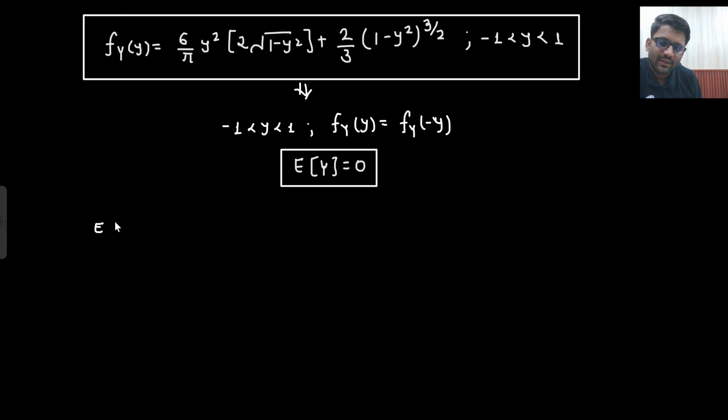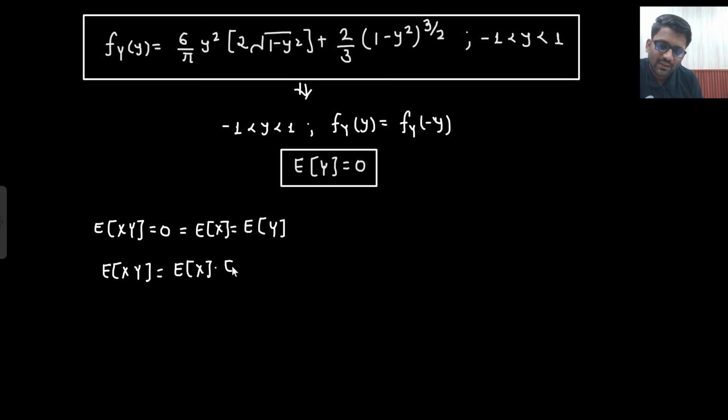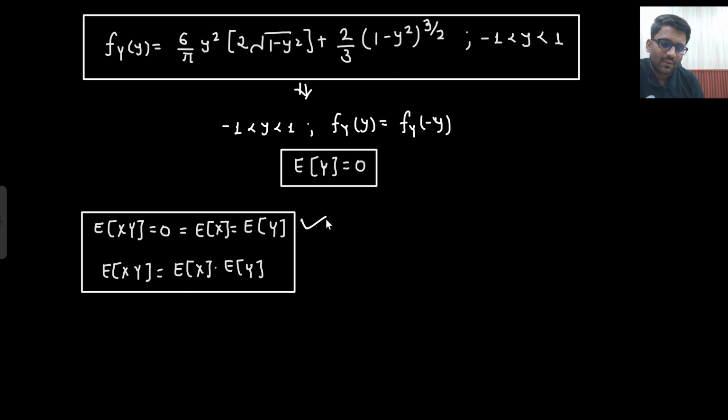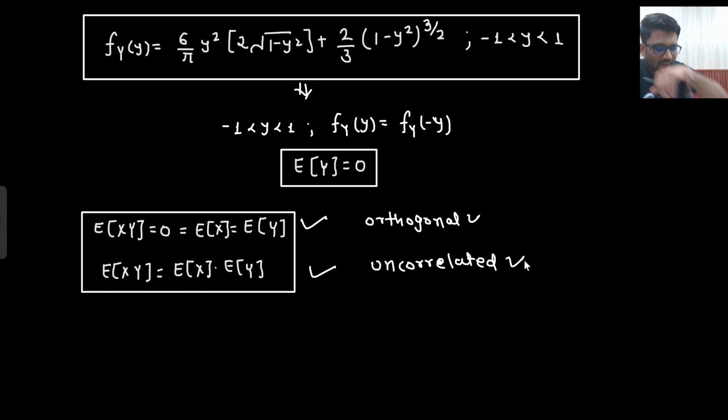So what did you see here? Expectation of xy is equal to 0, is equal to expectation of x, is equal to expectation of y. Along with that, expectation of xy is equal to expectation of x times expectation of y. So from here what you are getting is that orthogonality is also there and uncorrelation is also there. So orthogonal and uncorrelated, both done. What about independence? Think about it and let me know.